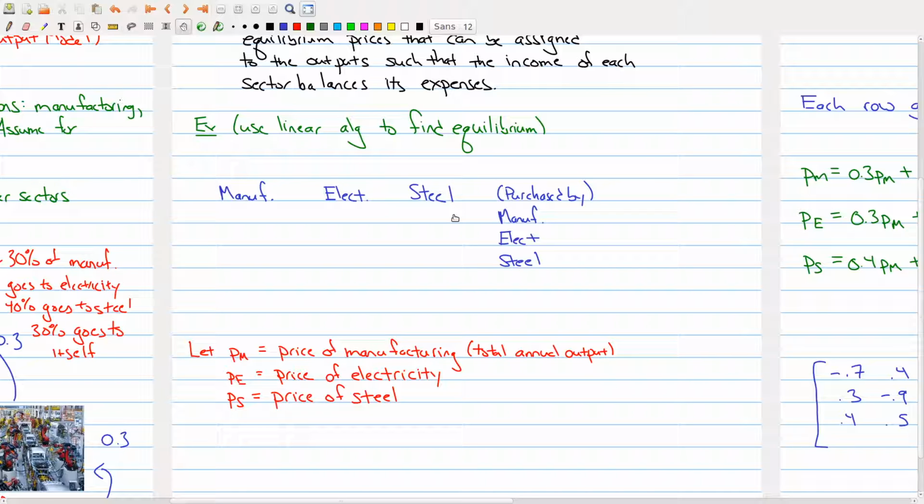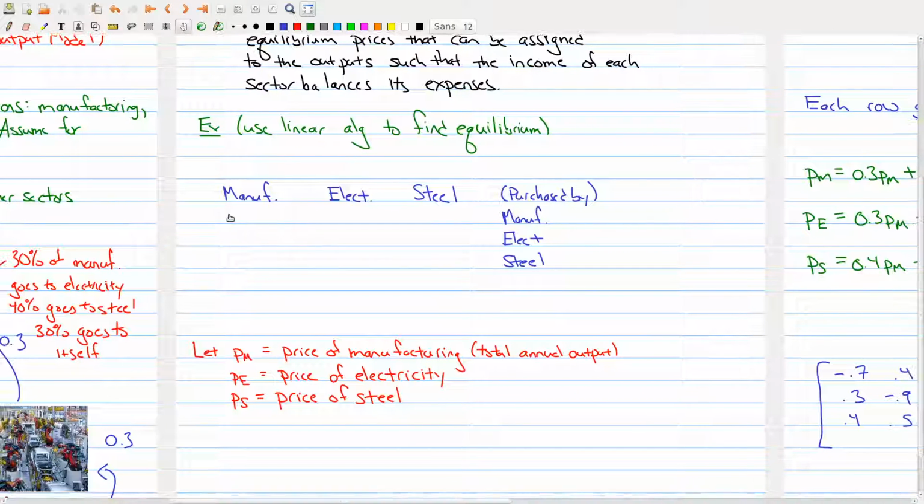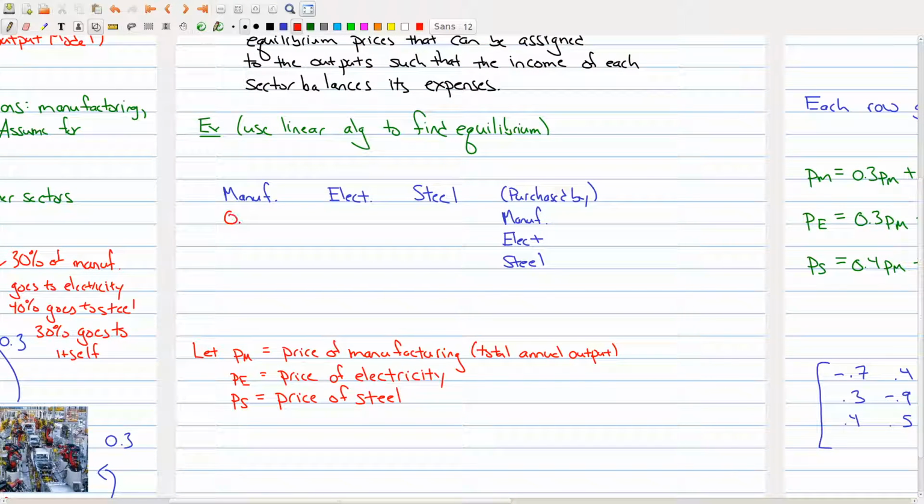So for example, manufacturing purchases 30% of the output of manufacturing. It purchases 40% of electricity, and it purchases 60% of steel. Electricity purchases 30% of manufacturing, 10% of electricity, and 20% of steel. And steel purchases 40% of manufacturing, 50% of electricity's output, and 20% of steel's output.